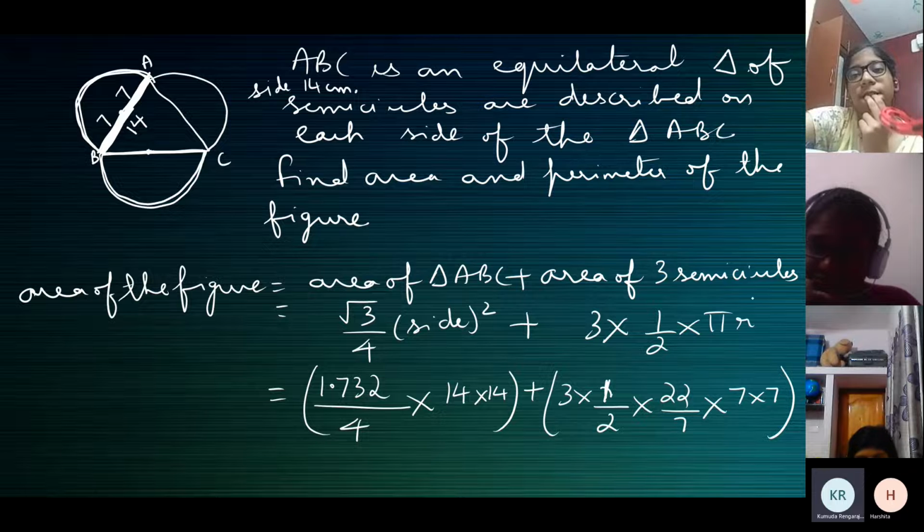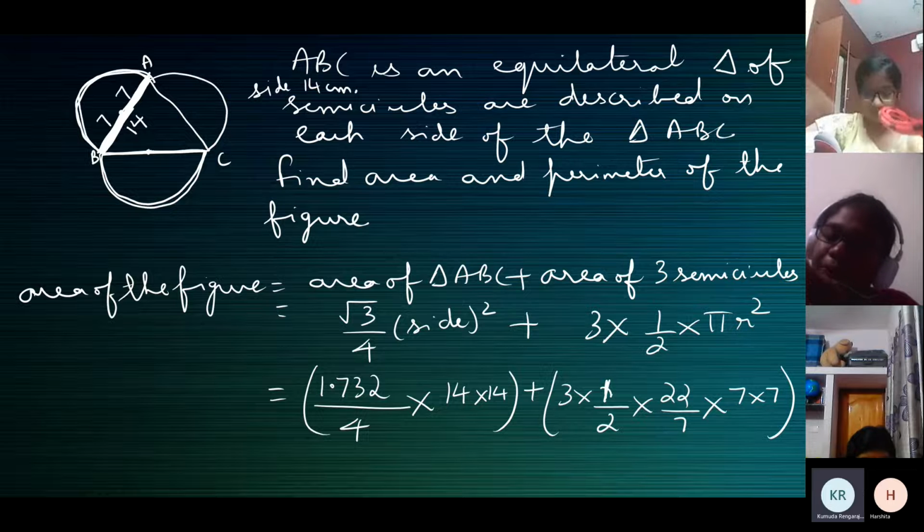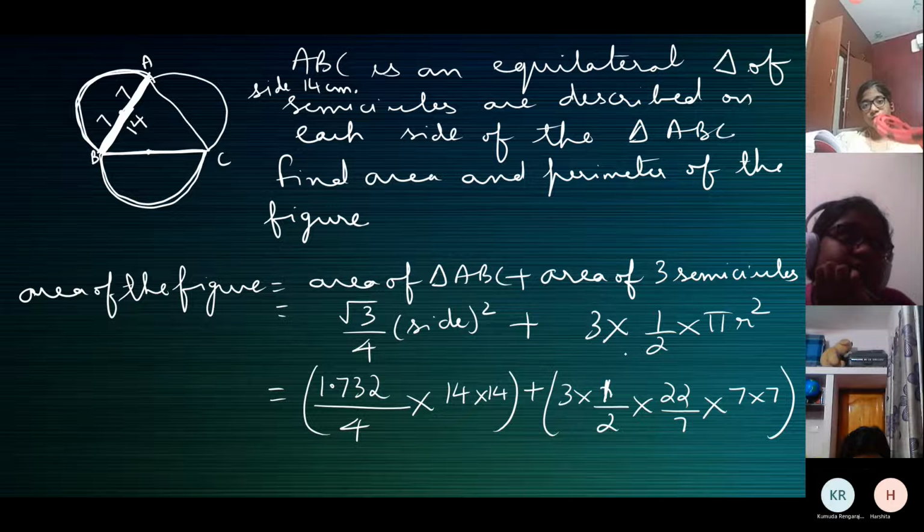What do you mean by half pi r square? Pi r square by 2. Half into pi r square. That is pi r square by 2. So half pi r square is the formula to find the area of a semicircle, into 3. So you can see here 3 into half into 22 by 7 into 7 into 7.